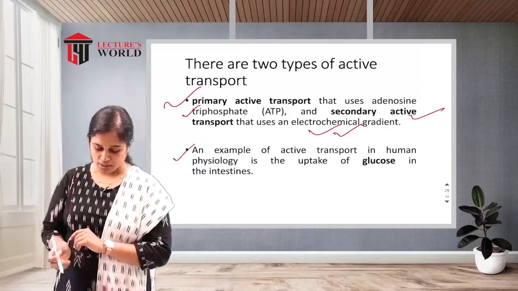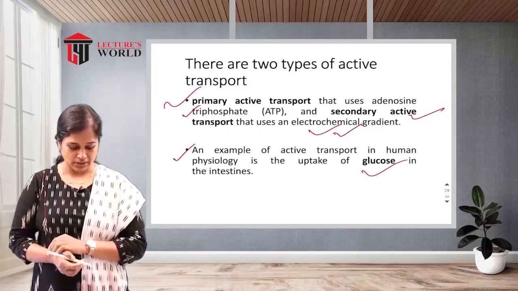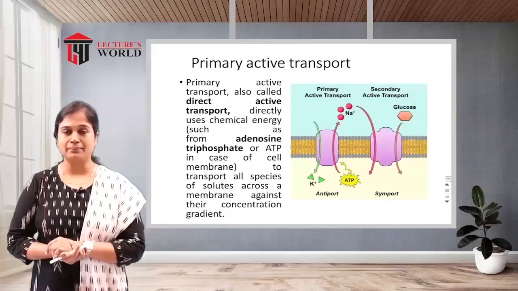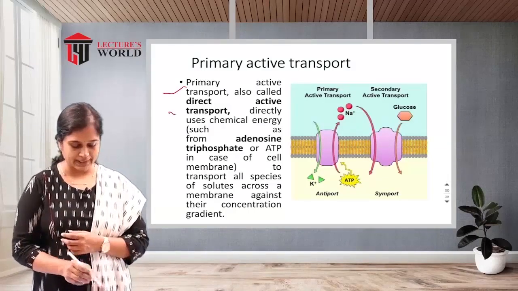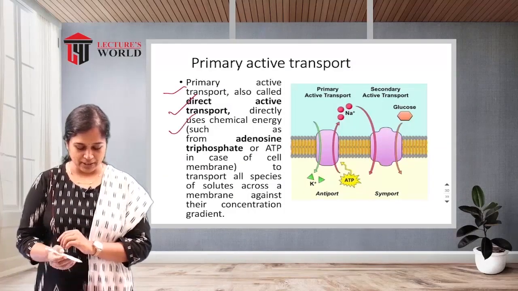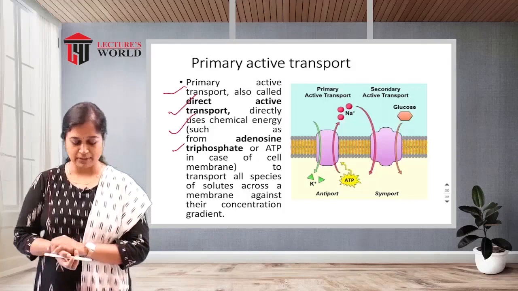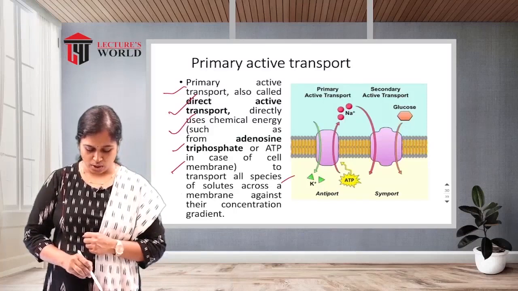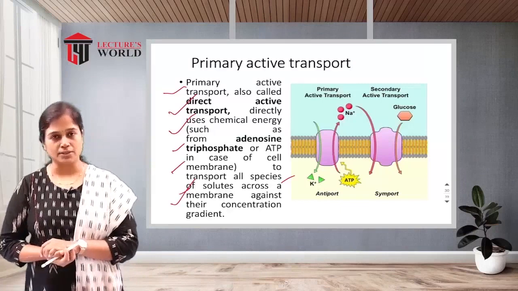An example of active transport in human physiology is the uptake of glucose in the intestine. We will see more in detail. So first, primary active transport. The primary active transport is also called the direct active transport, so it directly uses chemical energy, such as adenosine triphosphate or ATP in the case of the cell membrane, to transport all species of solutes across the membrane against the concentration gradient.